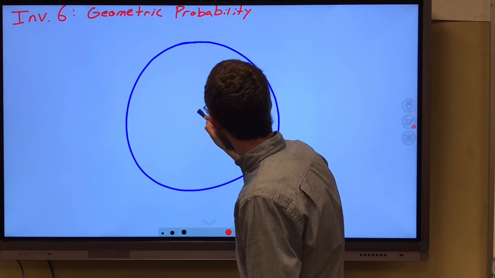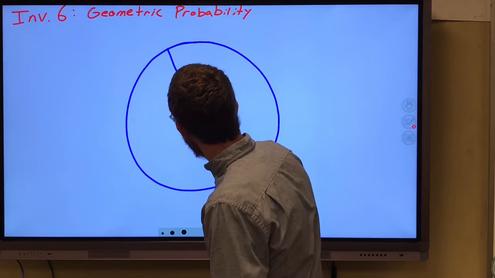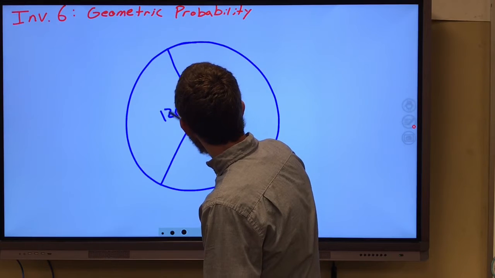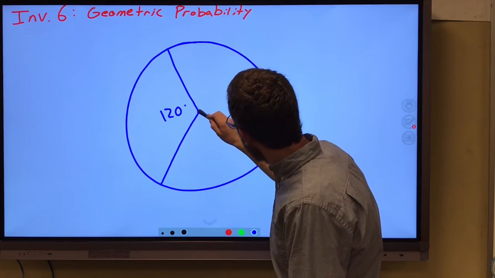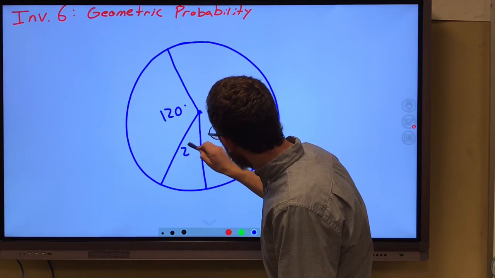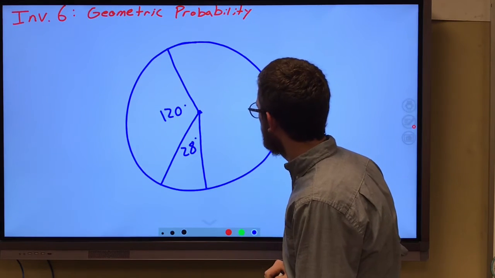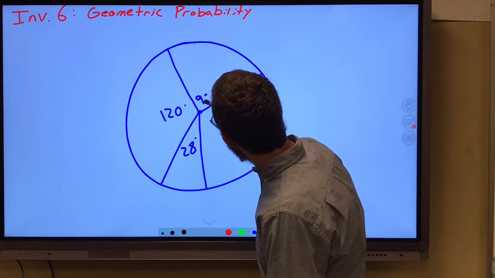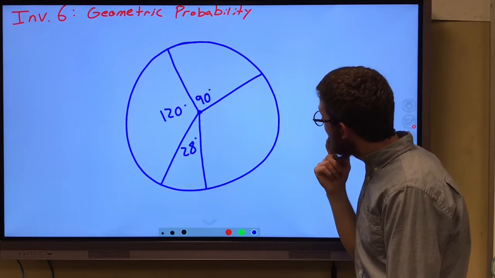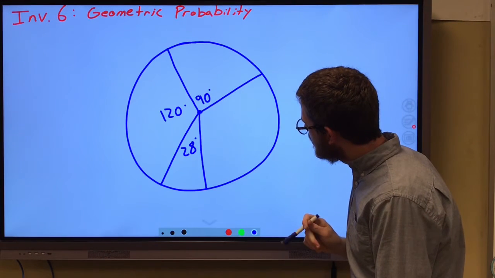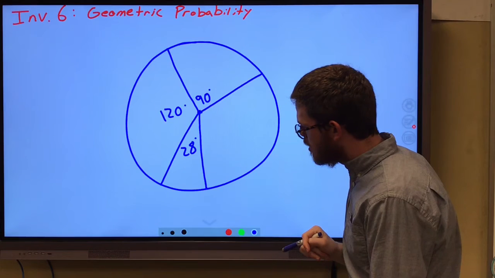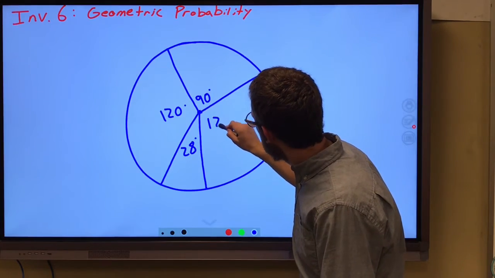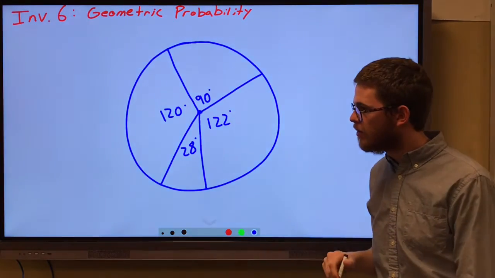Okay, circle, let's do a weird chunk like that. We'll say that's maybe 120 degrees right there. We'll do a little sliver here. We'll say that's 28 degrees. We'll make a right angle here at 90. And 210. 38. I believe that leaves this for 122 degrees right there.